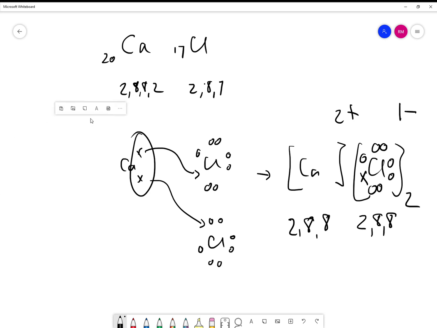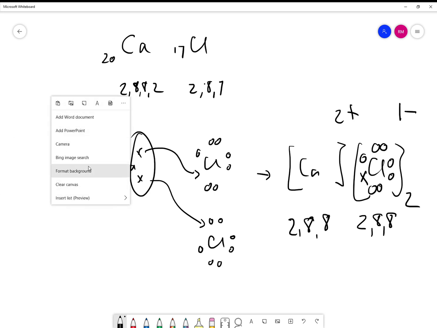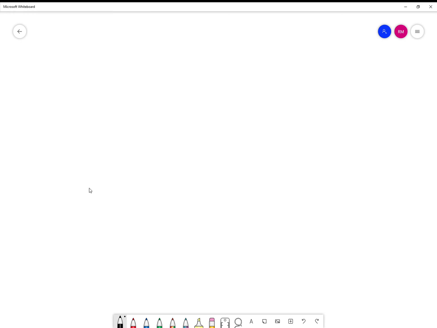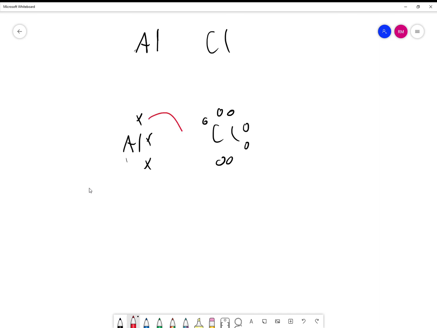Okay, I'm going to do one more, really, this was probably the trickiest one of the lot, which you might want to have a go at. Pause the video and have a go, or 2 more, sorry. I'm going to do aluminium with chlorine. Aluminium is in group 3, it has 3 electrons in the outer shell. Chlorine, we've already done several times, group 7 has 7 electrons in the outer shell. So let's see what happens here.